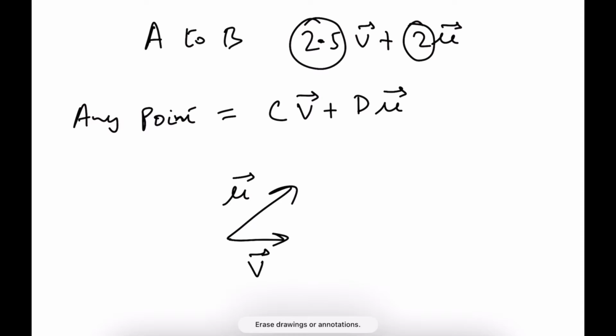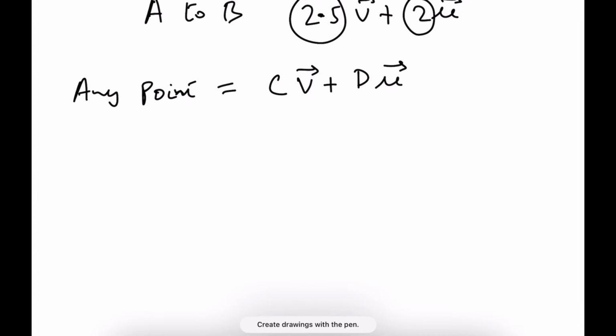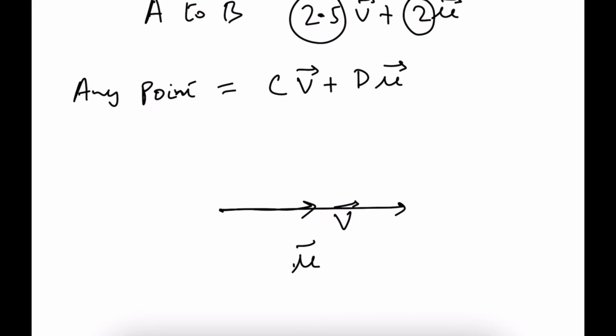But if v was like this, and let's say u was like this, if they both are in the same direction, then it's going to be a problem. If I want to reach here, there is no way I'm going to take up two constants and use them to get from this point A to this point B. So that's one thing to notice. This is for 2D.